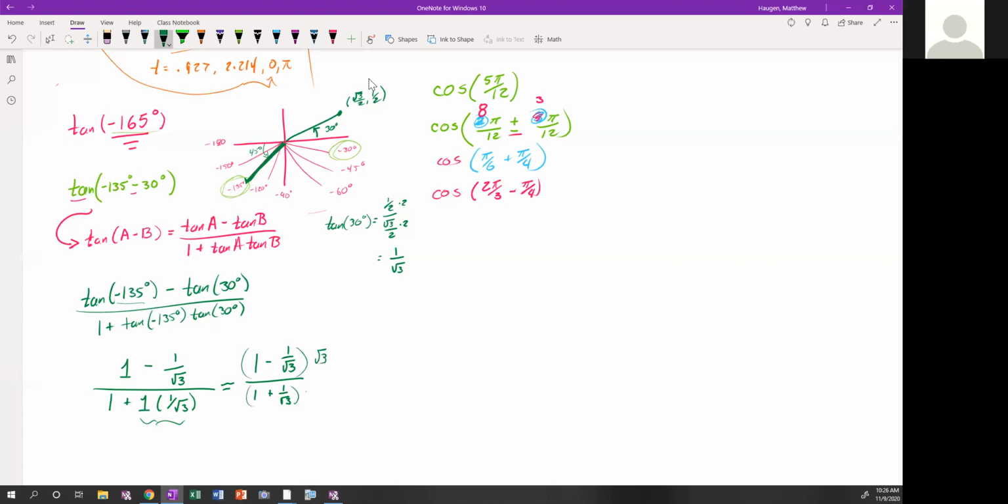So I'm going to multiply that by the square root of 3, top and bottom, to get a nicer square root of 3 minus 1 over the square root of 3 plus 1. And that's kind of the nicer form of our answer. Cool.